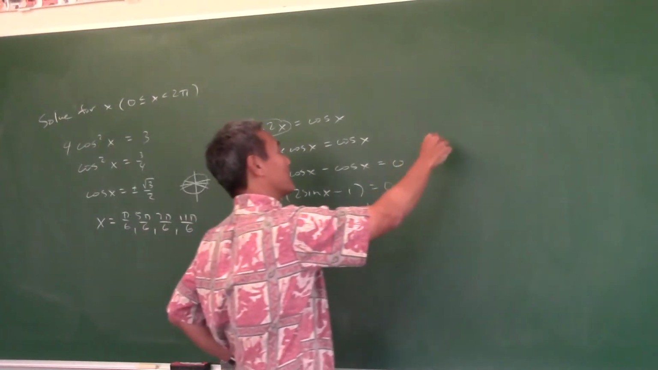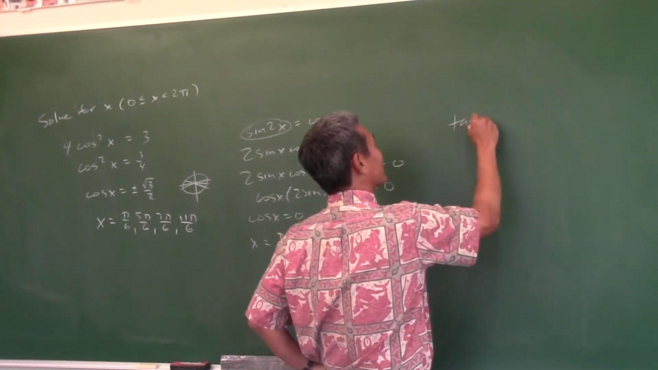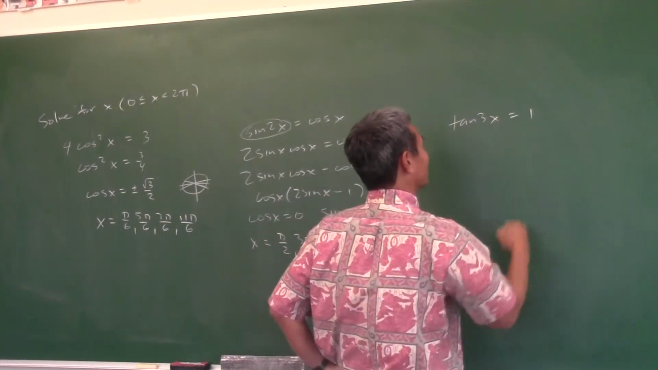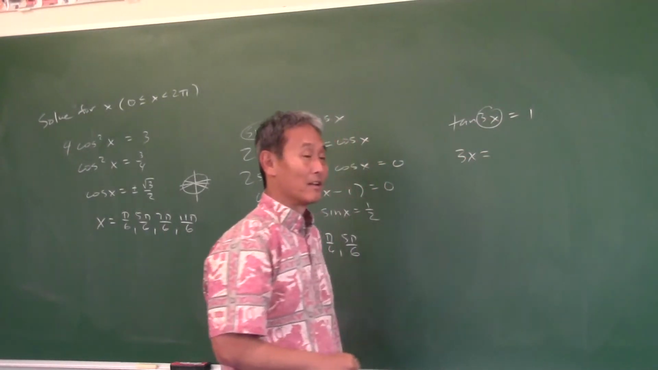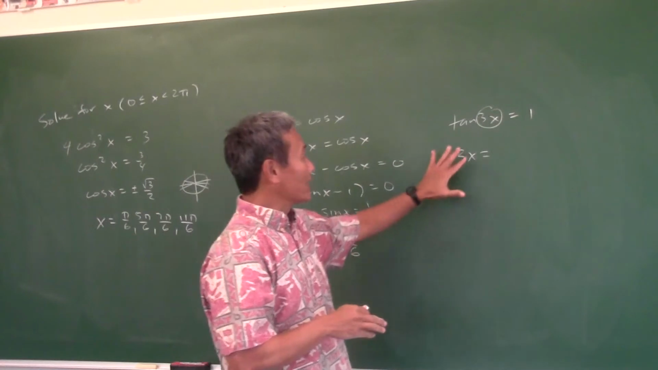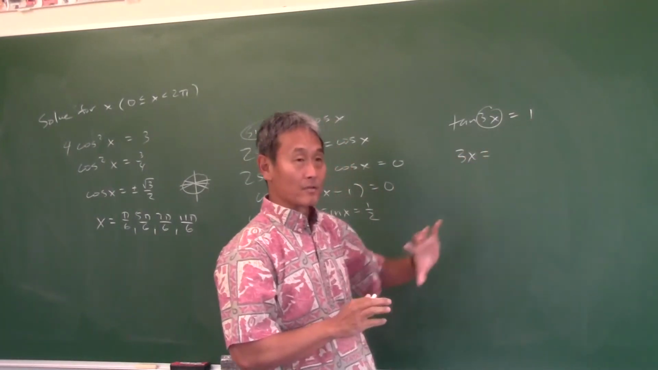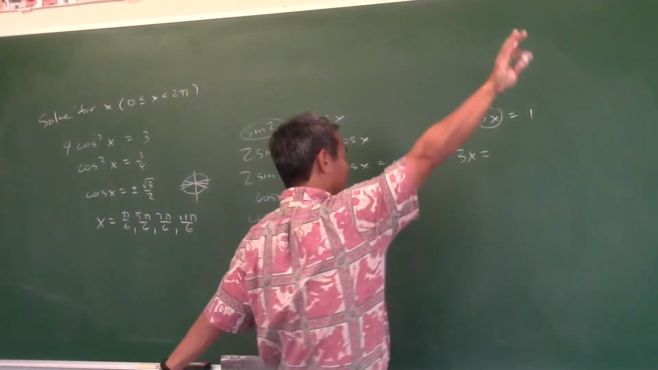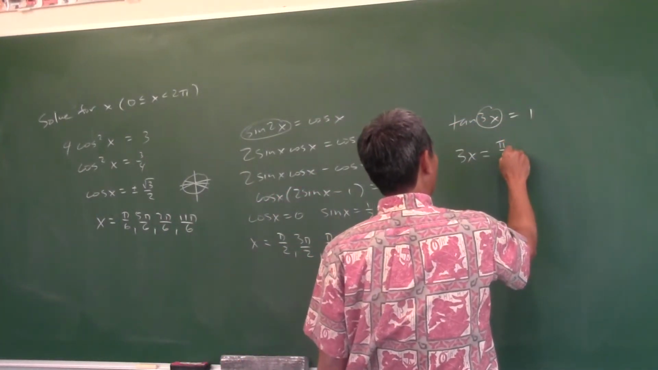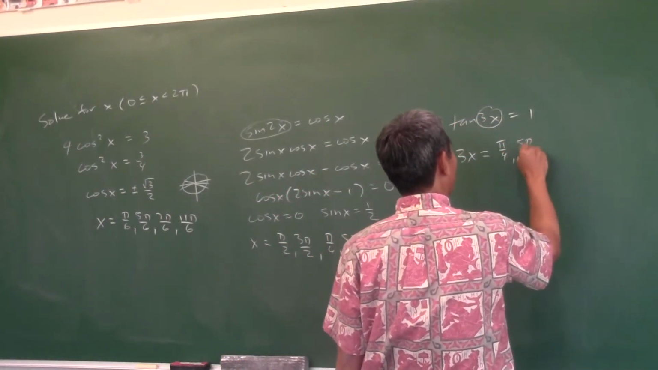Okay, let's cover something like this. How about this? Tangent 3x equals 1. Think of this as just a simple angle, like tangent theta. Tangent of what angle? You can do this when this is a number that you're supposed to know, a special number. So tangent of what angle is 1? That would be pi/4 and 5 pi/4.